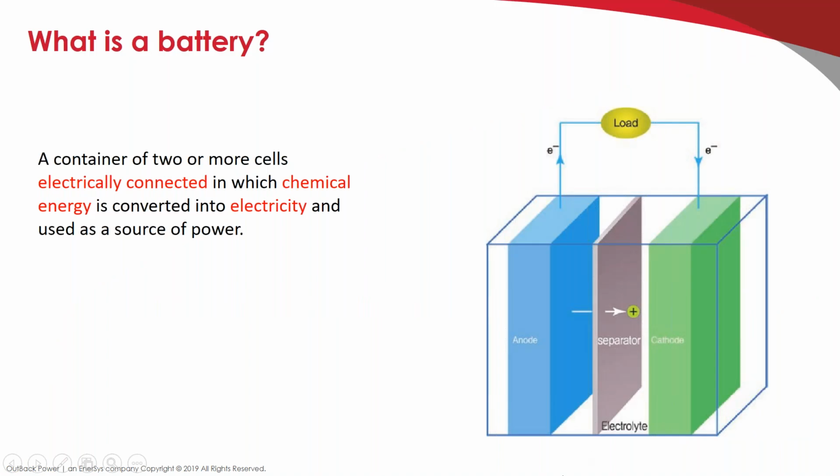All right, first off, we'll just do some battery basics. So what is a battery? It's a container of two or more cells that are electrically connected, in which chemical energy is converted into electrical energy, or electricity, and used as a source of power. What you see here on your screen is a very basic, very generic battery cell. So not necessarily what we see in our everyday lives, but it's one part of that. In a cell, you see an anode and a cathode, otherwise known as the positive and negative electrodes, a separator in the middle, and a load that's connected to both of those. This is the basics that make up what we actually see in our day-to-day lives.